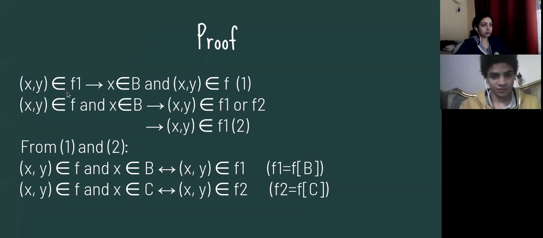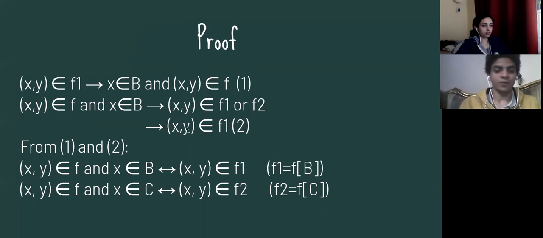So that's the first thing. The second thing I would argue in reverse. If I have xy belongs to f and x belongs to b, this would imply that xy belongs to f1 or f2. So why is this the case? Because I have that f equals f1 union f2. So if xy belongs to f, then it's either in f1 or in f2. So that's by definition again.